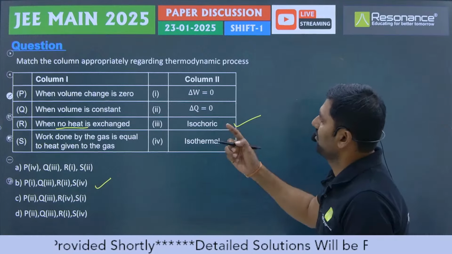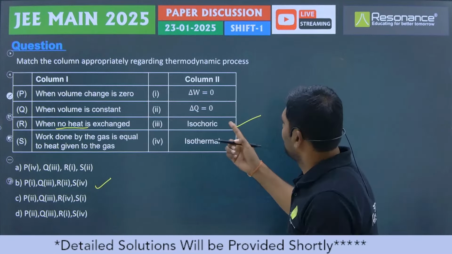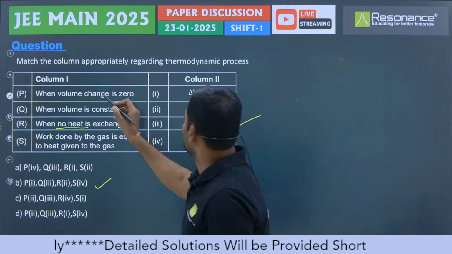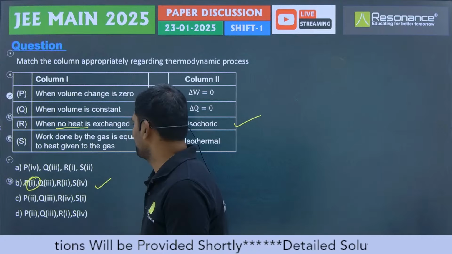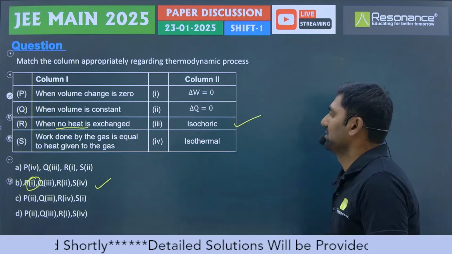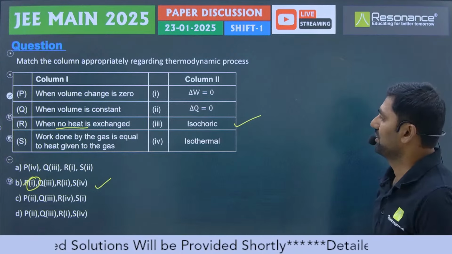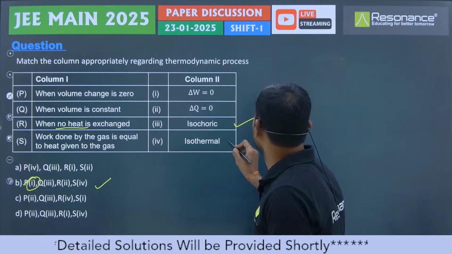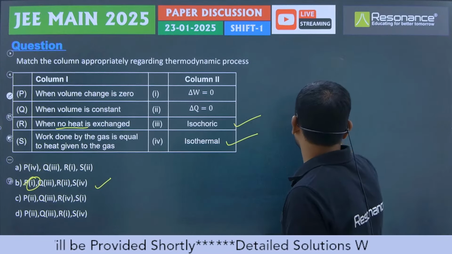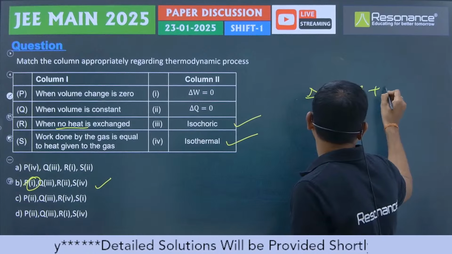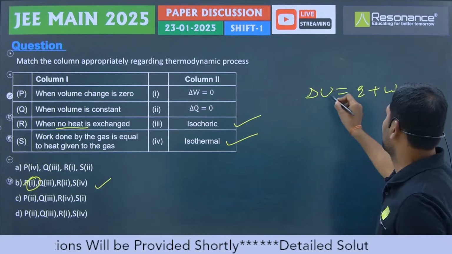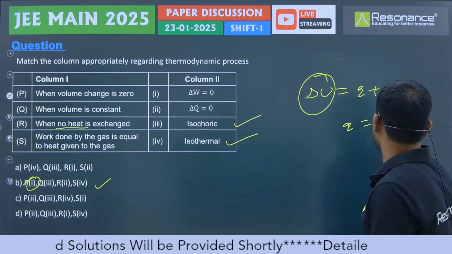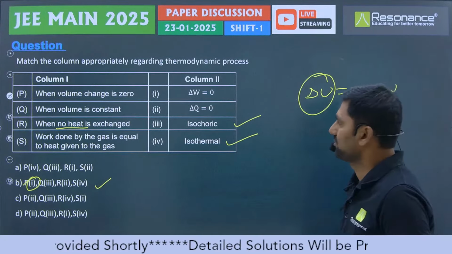Then you can see here, when volume change is 0, it means delta W is also 0, work done is also 0. Got it? Then P is 1. It is also matching. Then S, we can find work done by the gas is equal to heat change to the gas. That's finally the isothermal process, because you know delta U equal to Q plus W. In isothermal process, change in internal energy equal to 0, then Q equal to W, just opposite sign, that's all.